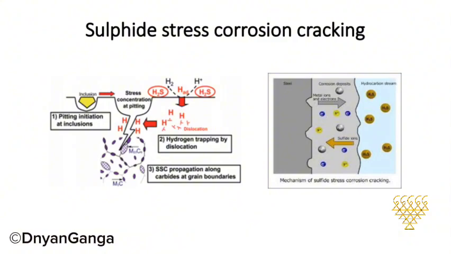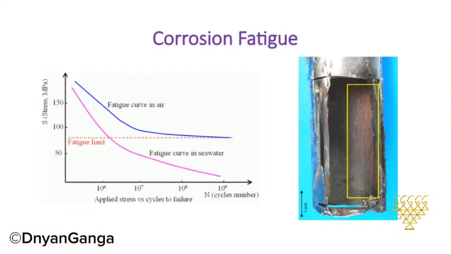Connecting this back to our overall theme of corrosion management, it underscores the need for selecting proper materials, controlling residual and operational stresses, and implementing suitable protective measures. By doing so, we can significantly reduce the risk of SSC and ensure the integrity of our assets in sulfide-rich environments. Let's talk about corrosion fatigue.